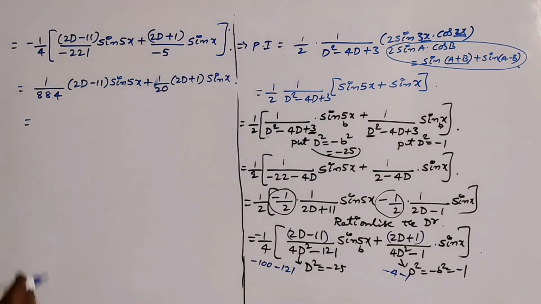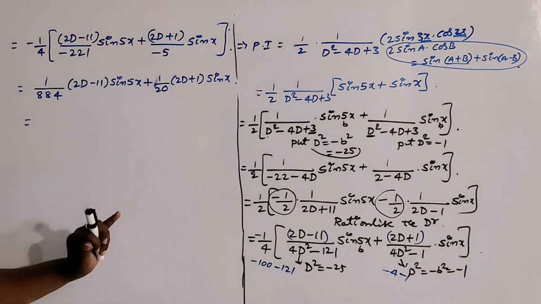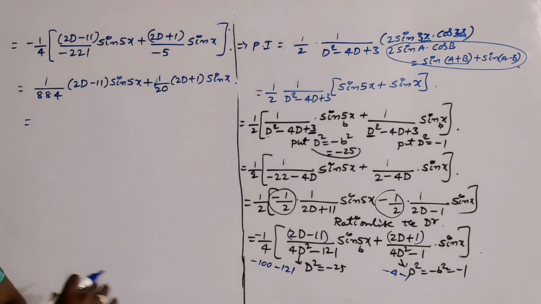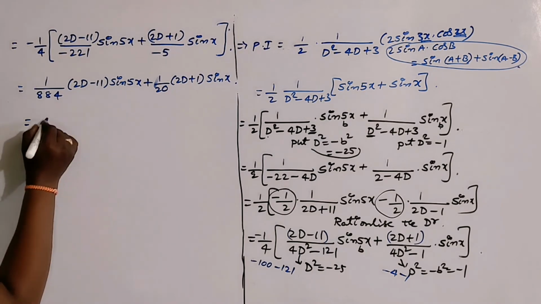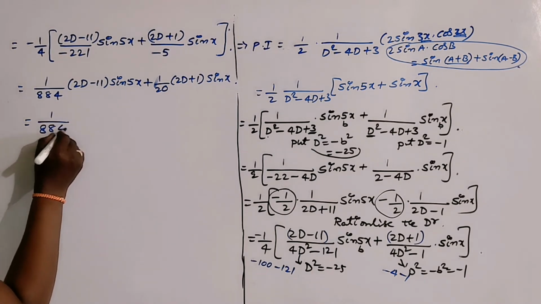Okay, still d is not eliminated. Whenever d is eliminated, we can conclude that simplification of PI is over. Okay, until d is not eliminated, simplification of PI is not over. Don't forget it. So 1 by 884.